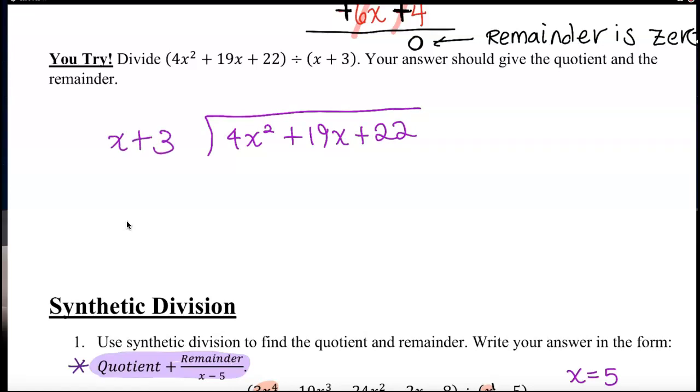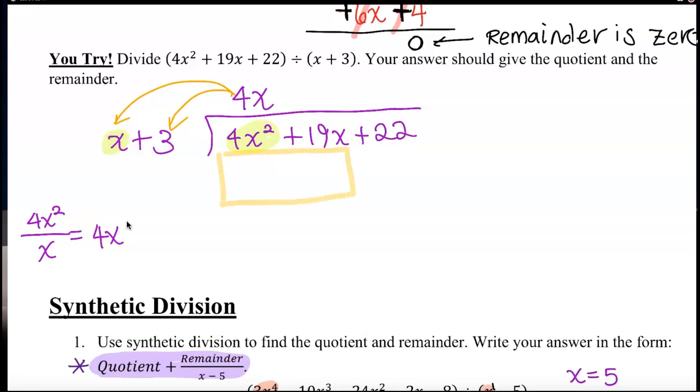And I'm dividing the first term. 4x squared divided by x. If you divide 4x squared divided by 1x, that is equal to 4x. So I put 4x up top. And this 4x will get distributed, and I will go ahead and write that underneath. Okay? So if I multiply, I will get 4x squared. And 4x times 3 is positive 12x. Okay, so that's going good so far.